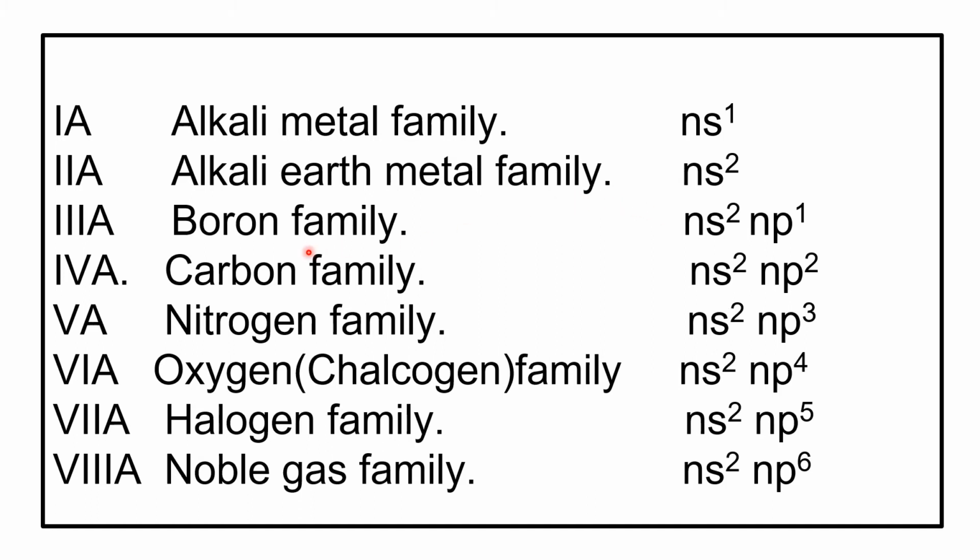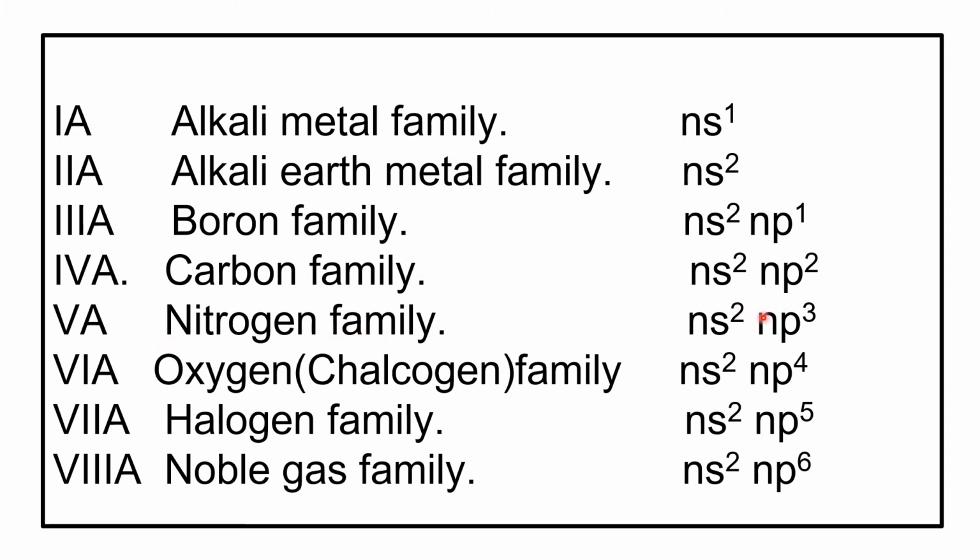Okay, the next, 3A group of elements, is known as boron family, because it starts with the element boron. And the valence electronic configuration is ns2 np1. The next, 4A group of elements, is known as carbon family, and the valence electronic configuration is ns2 np2. The next is 5A group of elements, nitrogen family, which has ns2 np3.